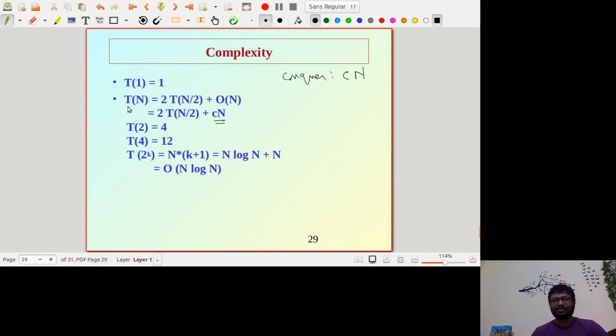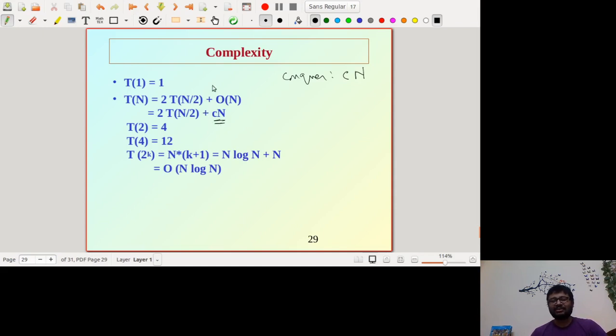So if I denote by T(n) the time taken on an array of size n, I can express T(n) in this form. What is the time taken by the first recursive call? It's T(n/2), because it runs on an array of size n/2. The second recursive call, again T(n/2). So in total, we have 2 times T(n/2). And the conquer step takes c times n time.